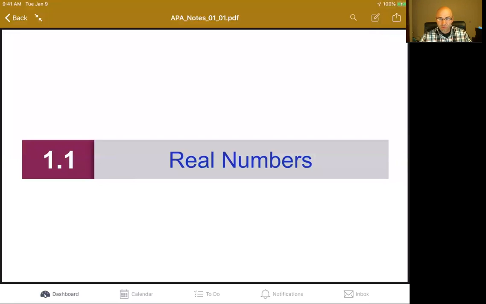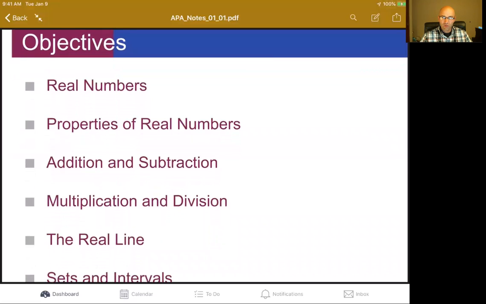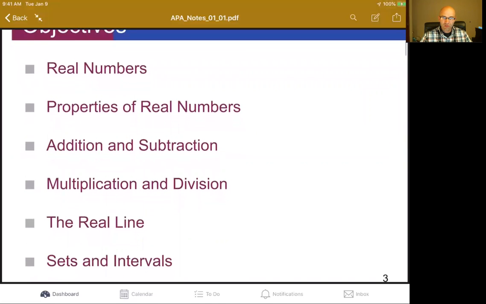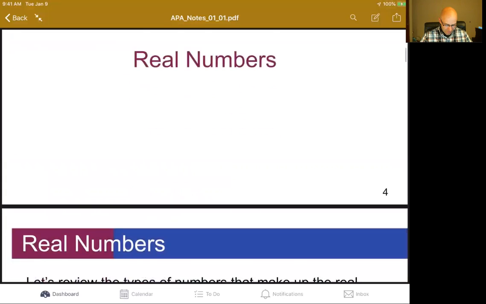This lesson is an exploration in real numbers. The topics we're trying to cover are listed here: adding, subtracting, multiplying, understanding the real number line, sets and intervals. You'll see as we go through.